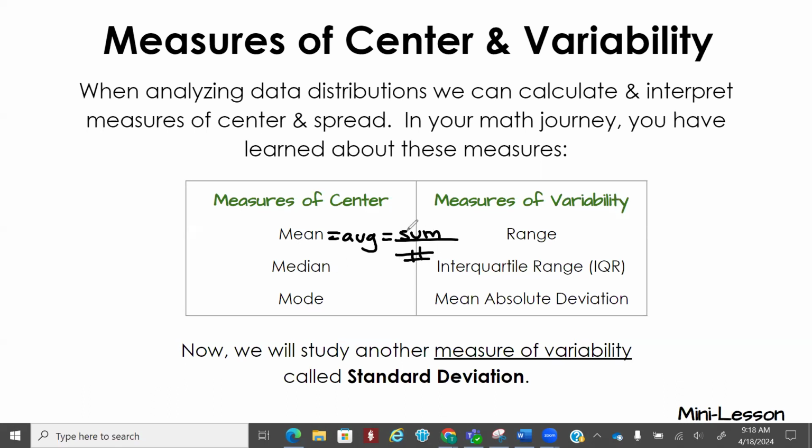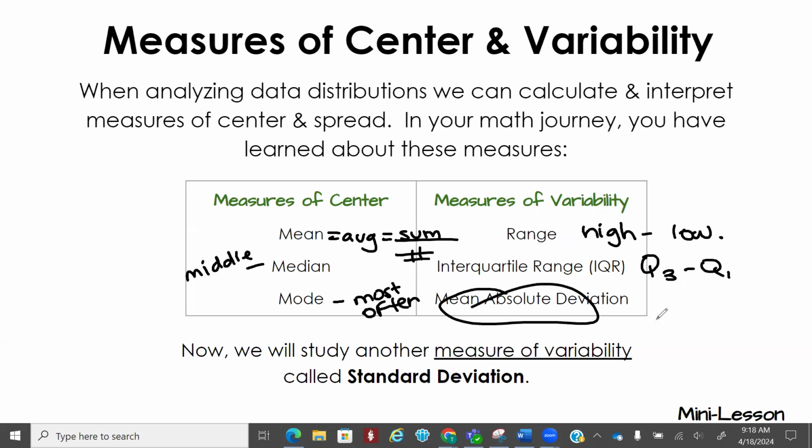Okay. Median is the middle number. And mode is most often. Range, thank you, is going to be a high number minus the low number. Interquartile range, we're going to talk about a little later, but that's going to be Q3 minus Q1. And then mean absolute deviation, we're going to talk about tomorrow, so don't even worry about that one.